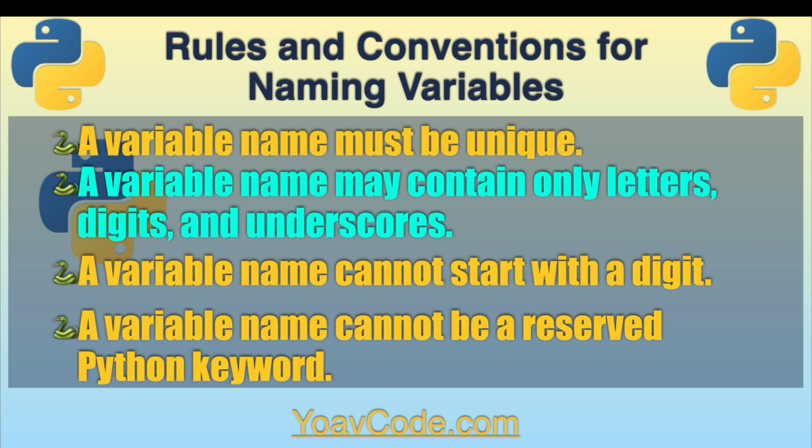A variable name may contain only letters, digits, and underscores. That means no spaces, no punctuation marks, and no special characters of any kind. A variable name cannot start with a digit. You can use numbers inside the name, but the first character cannot be a number. A variable name cannot be a reserved Python keyword. Words like for, if, while, and others are built into the language, so they cannot be used as variable names.